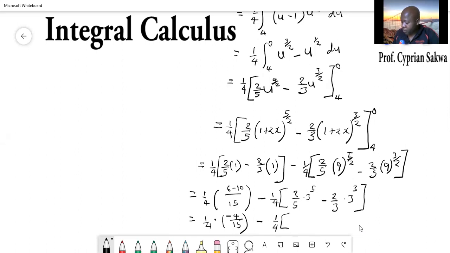3 raised to 5 would be 243, then multiplied by 2 and divided by 5, then minus 27 times 2 divided by 3. So what I'm getting here would be 79.2.